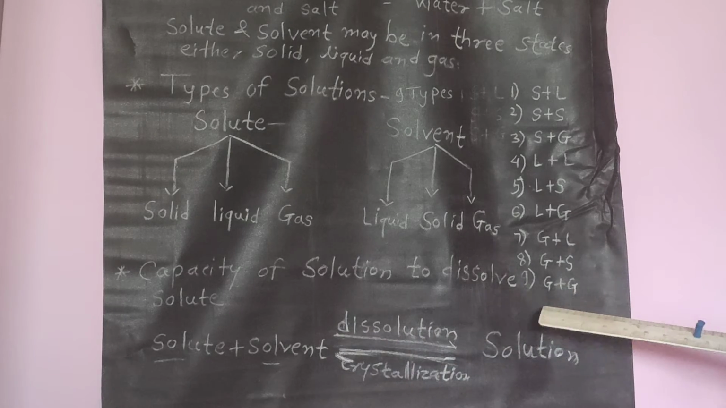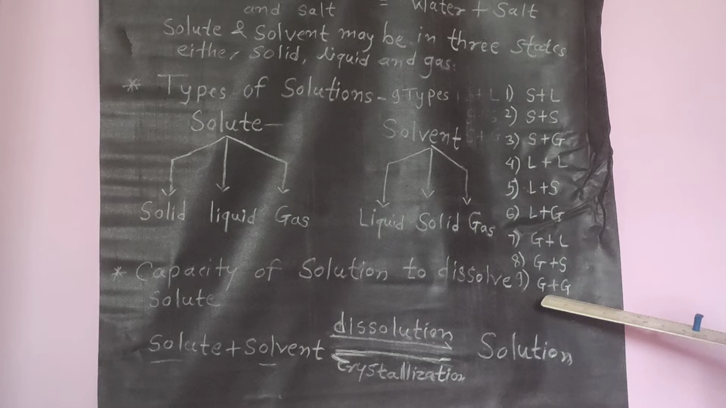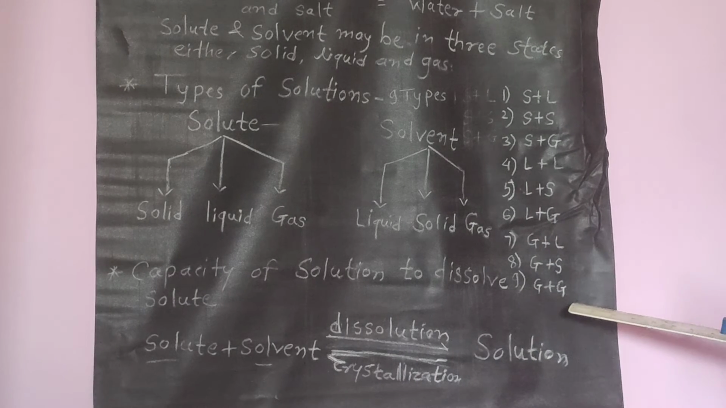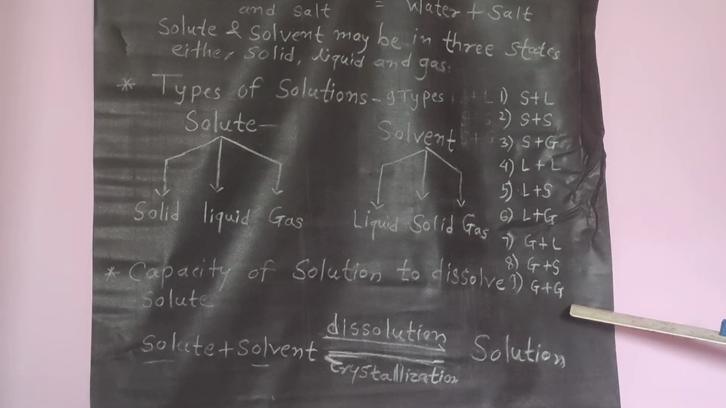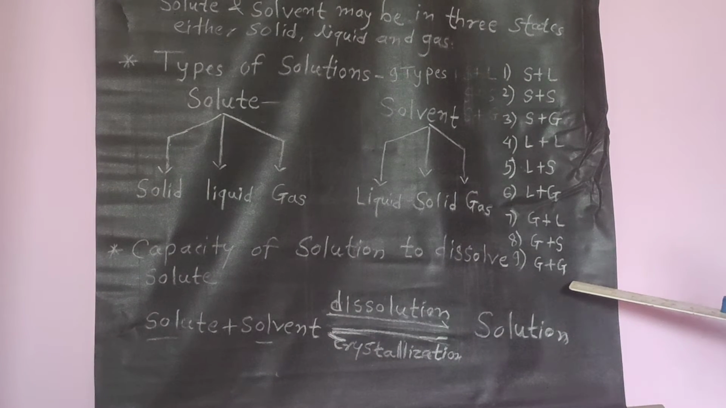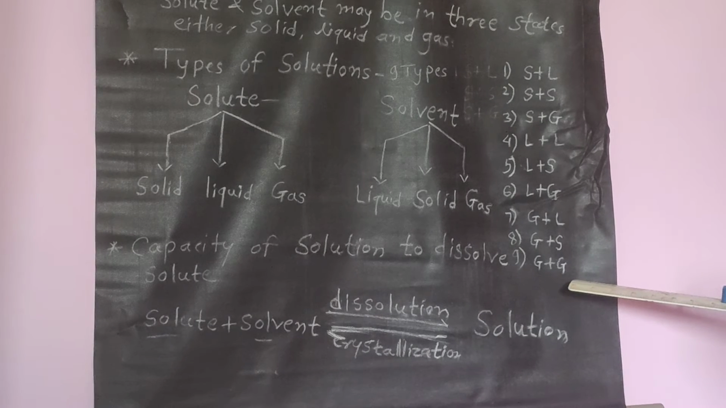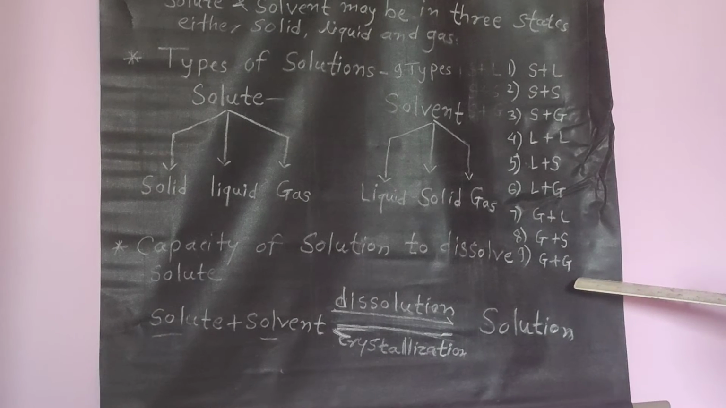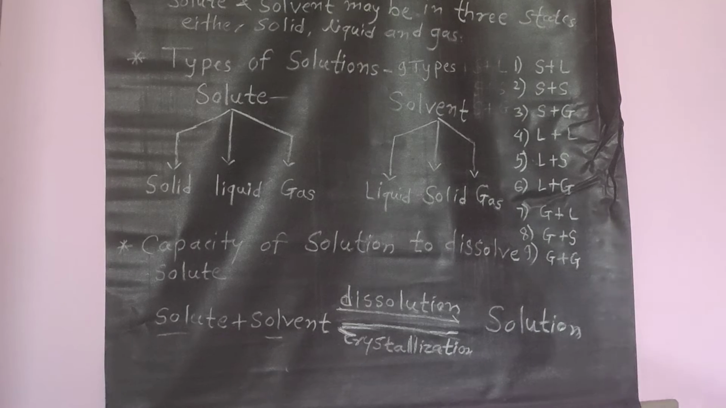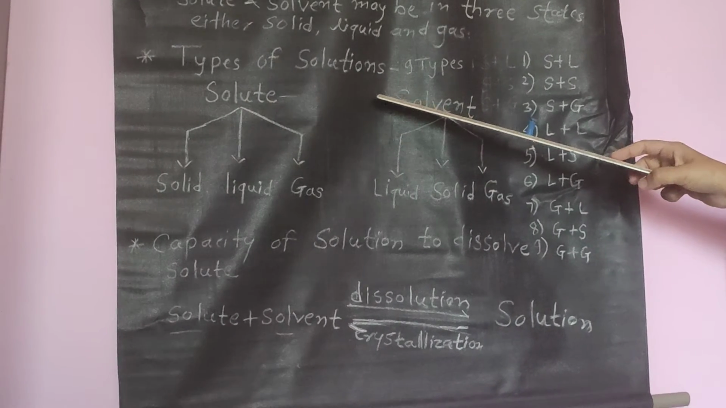Ninth example is gaseous and gaseous state. Solute is also gaseous state and solvent is also gaseous state. For example, air. In this air, many gases are available, that is O2, nitrogen, argon, and other gases. These are the 9 types of solution.